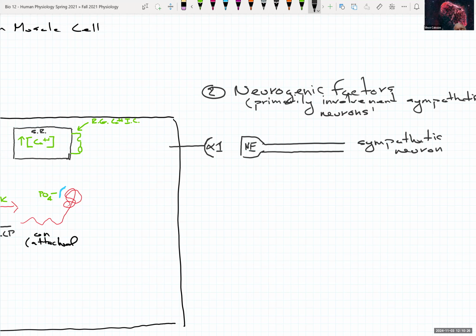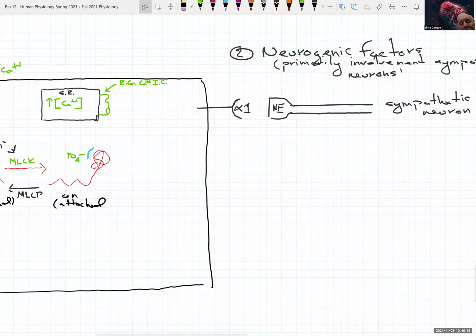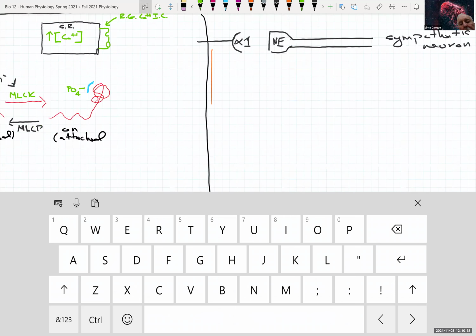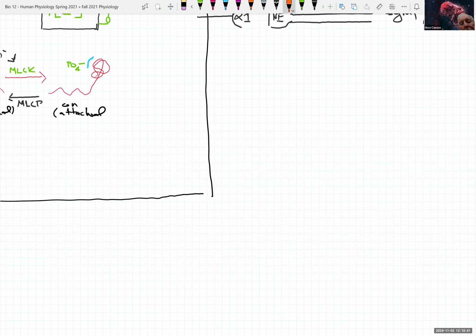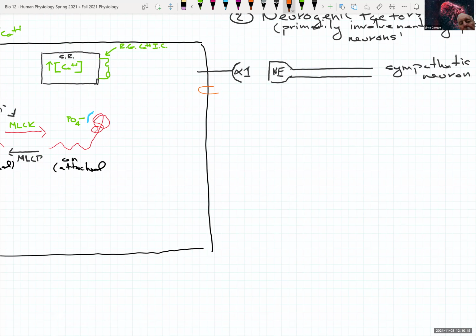And as you know, when norepinephrine binds to this alpha-1 adrenergic receptor, that turns on phospholipase C. Phospholipase C then converts PIP2 into IP3.